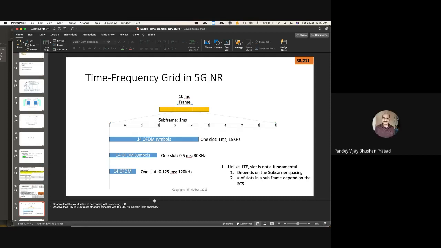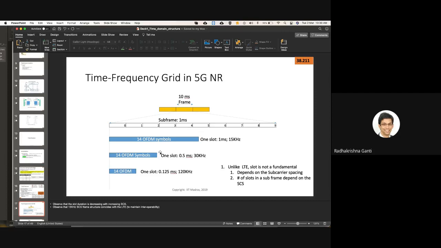And sir, what is 14 OFDM? What does the number 14 signify? In a slot, one slot has 14 OFDM symbols. That comes from LTE actually. In LTE also it's like that. So 14 OFDM symbols. We'll understand how this becomes 0.5 milliseconds and other things in a little while. But a slot always has 14 OFDM symbols.